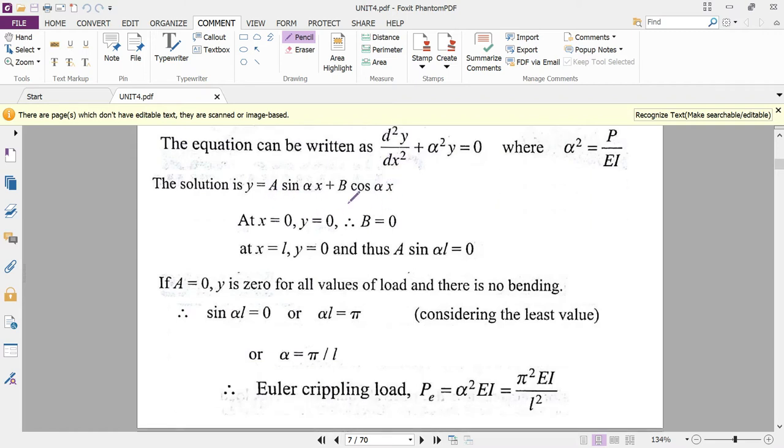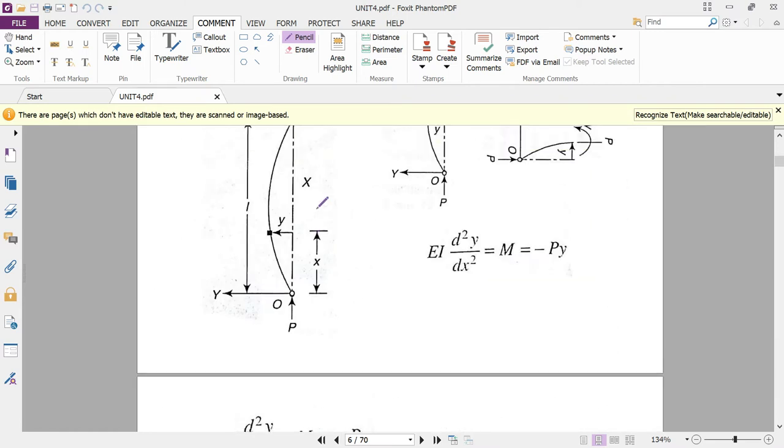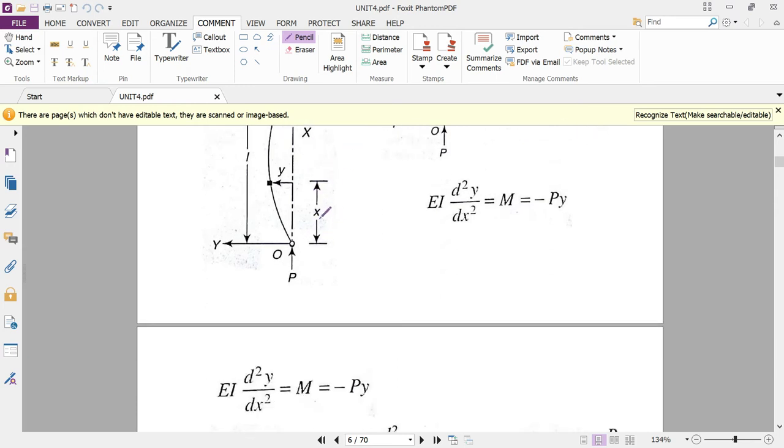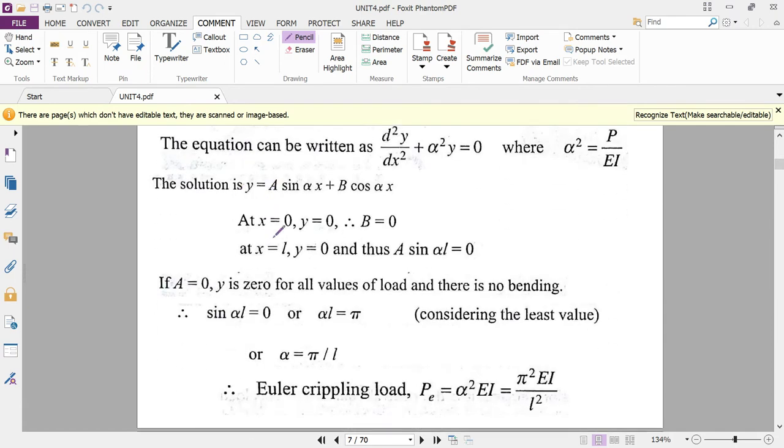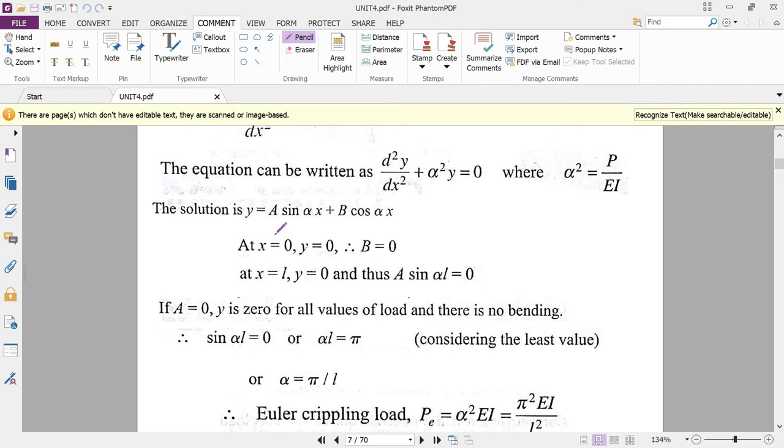Now put the various conditions. We have two ends, the x end and the y end. This is a particular distance x, where the buckling occurs at the center. We will put the particular conditions here and see the effects. At x equal to 0, y equal to 0, so B is equal to 0. Then at x equal to L, the overall length, if y is equal to 0, then A sine alpha L will be equal to 0.